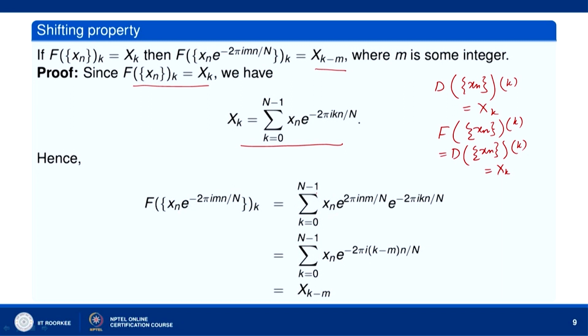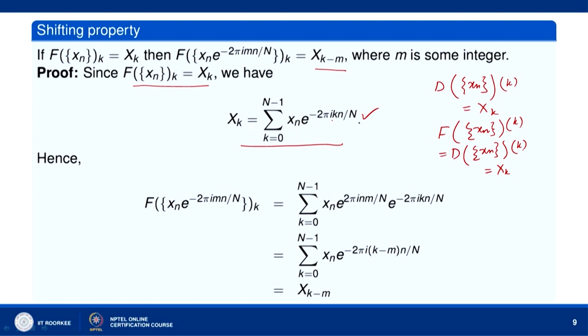So, we have sigma n equal to 0 to N minus 1 x_n e to the power 2 pi i mn by N into e to the power minus 2 pi i kn by N, and this I can write as sigma n equal to 0 to N minus 1 x_n e to the power minus 2 pi i (k minus m) n by N. Okay. And by definition of discrete Fourier transform, this is the discrete Fourier transform of the x_n sequence.